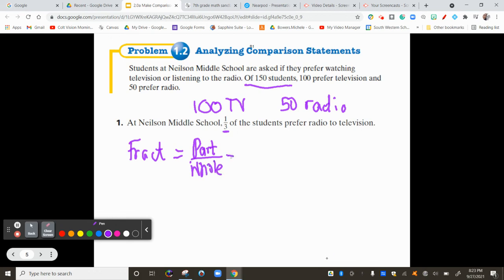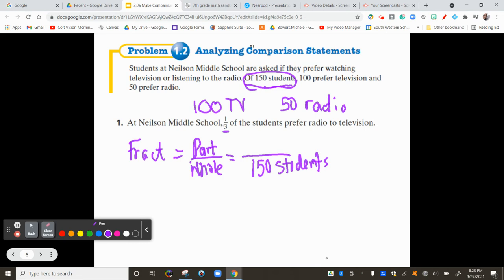And since it's part to whole, when I set up my fraction, that means the part that we are referring to is going on the top, and the denominator will be the whole. So because it's a fraction, the whole is the total number of students. So I know that's 150 students. So I'm going to put that with a label, make sure I have the right number. So 150 students.